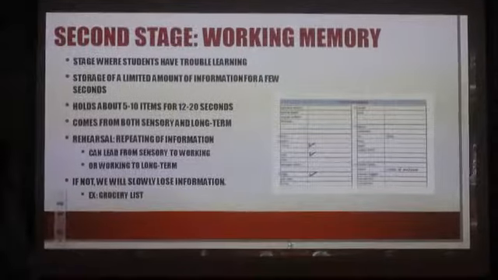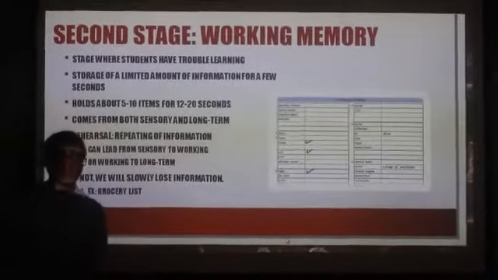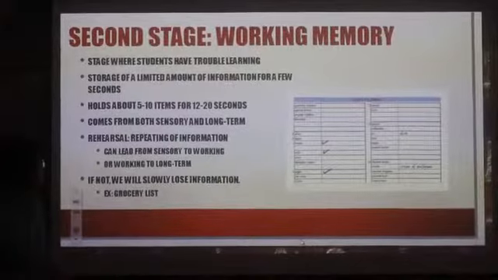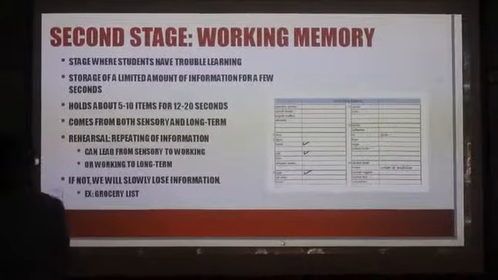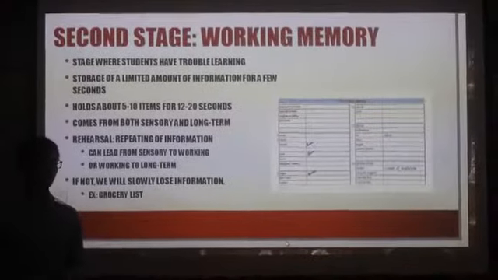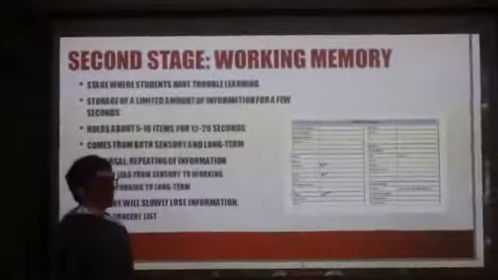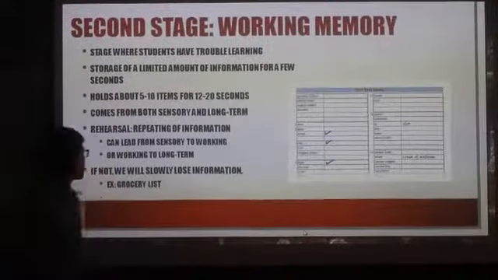The second stage is working memory. It's a stage where students have trouble learning, and it's where you have storage of a limited amount of information for just a few seconds. It holds about 5 to 10 items for 12 to 20 seconds. It's pretty much like a grocery list. When you write it down, you're going to learn the most important parts that you need, which could be vegetables such as celery or eggs or whatever.